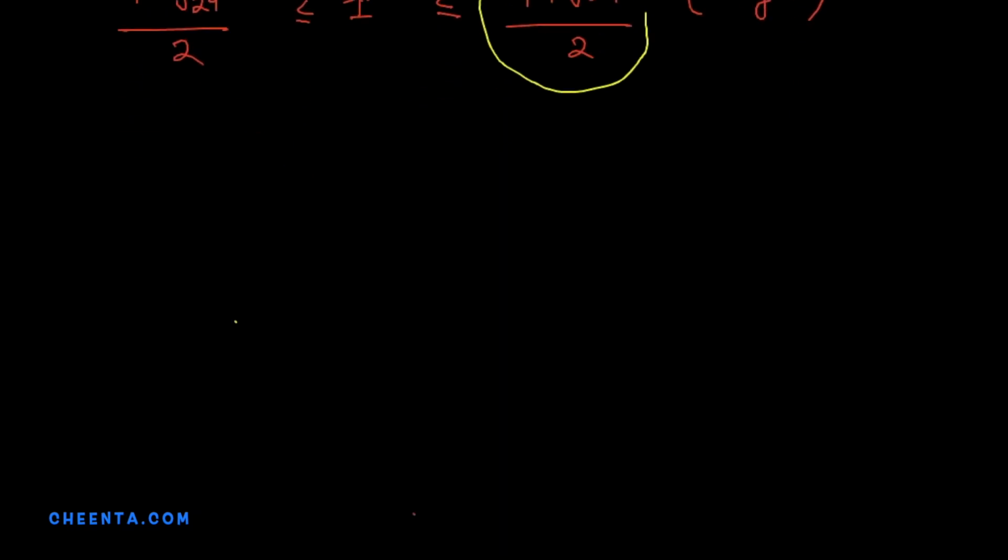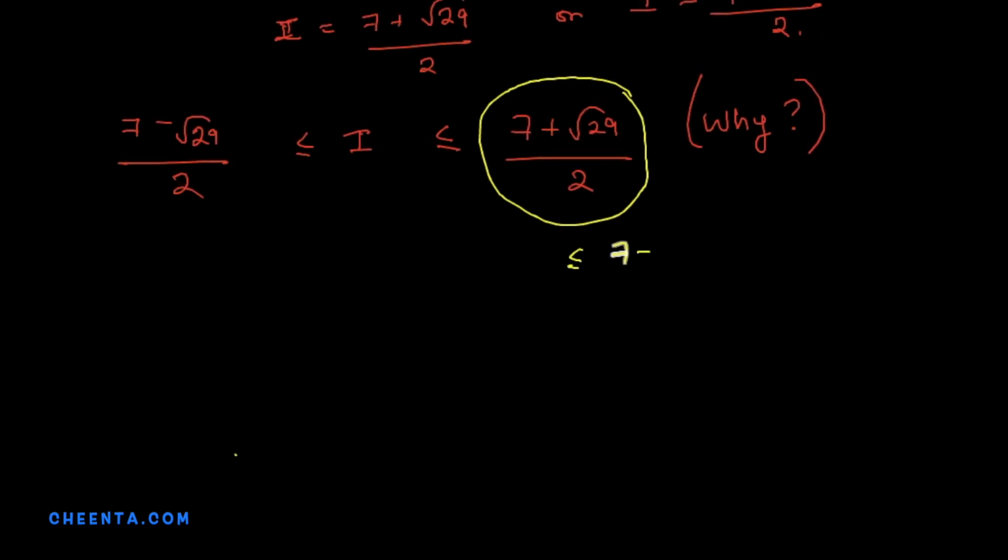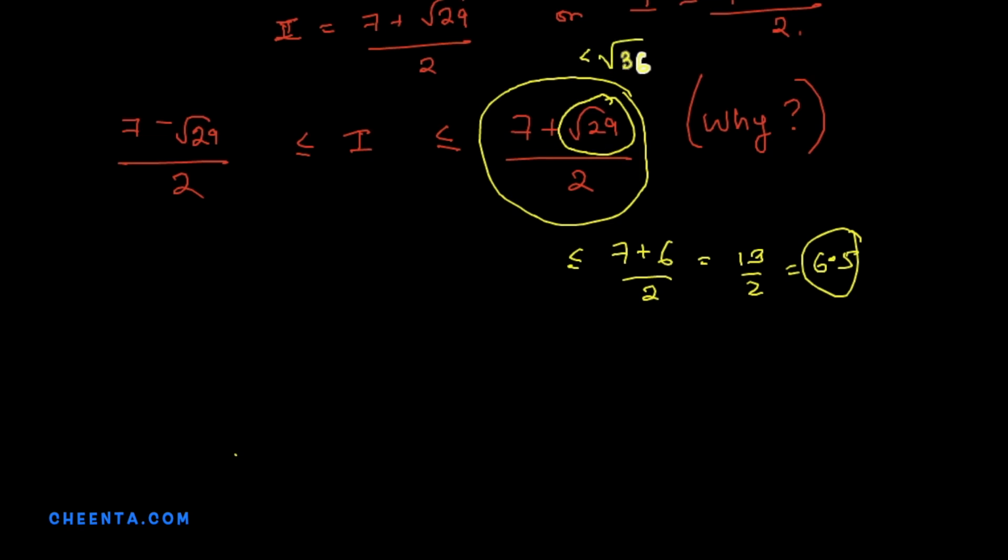And this value is approximately 7 plus 6 over 2, which is 13 by 2, which is 6.5. How do I approximate this? Well, I know that square root of 29 is definitely less than square root of 36. So I can replace this by 6, which is the nearest square, and still get a larger number. So 6.5 is definitely larger than I. And this is very good because we have to just check for integers up to 6 now.